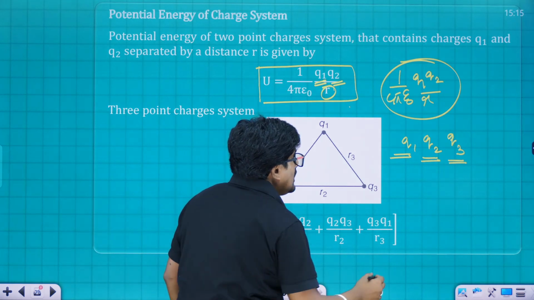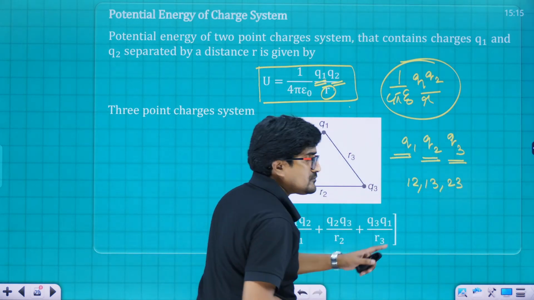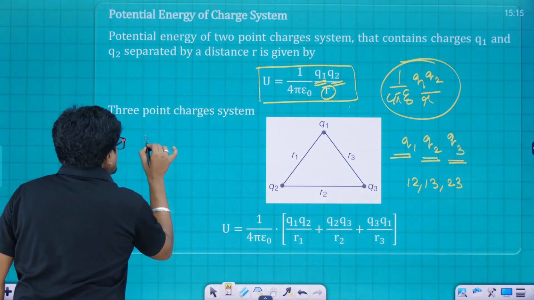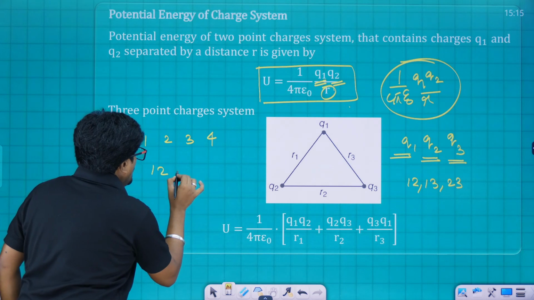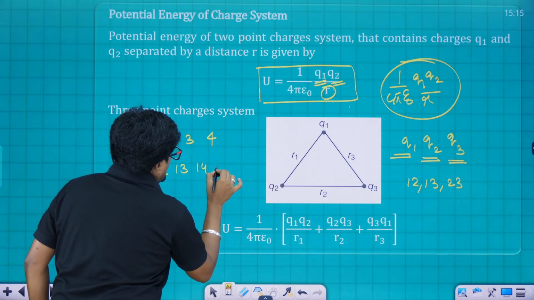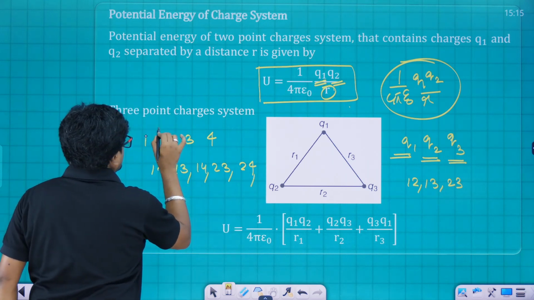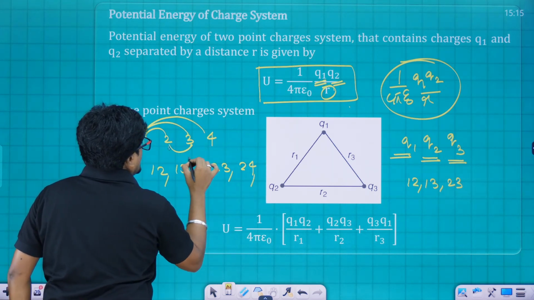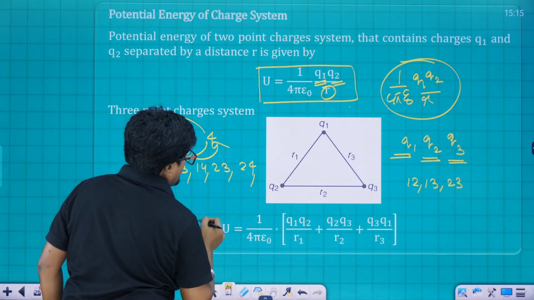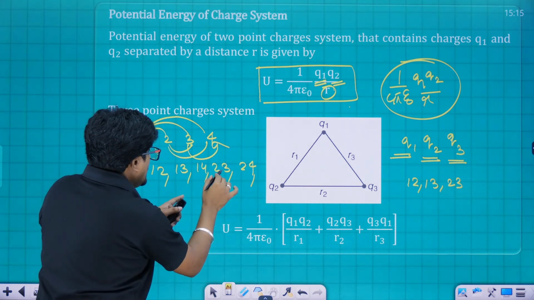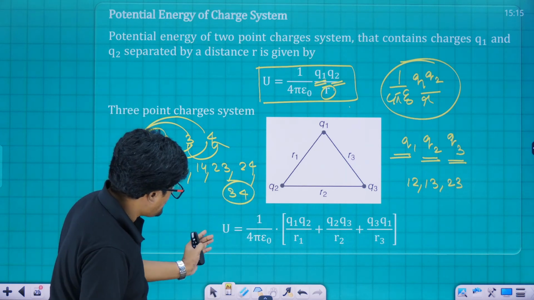in that case, the combination is of 1 2, 1 3 and 2 3. And if you have four charges, 1 2 3 4, the combination is going to be 1 2, 1 3, 1 4, 2 3, 2 4 and finally 3 4. Fine. So the same thing you can consider here.